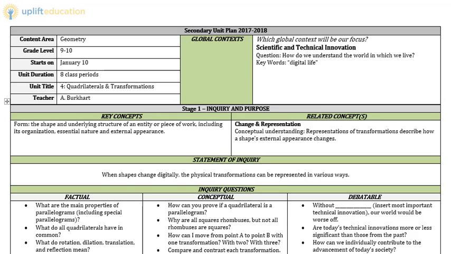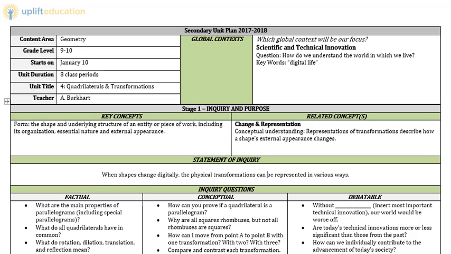This is the virtual unit preview for Unit 4, Geometry, Quadrilaterals, and Transformations. The global context for this unit is scientific and technical innovation, with the primary question being, how do we understand the world in which we live? Keywords within the scientific and technical innovation global context was digital life.